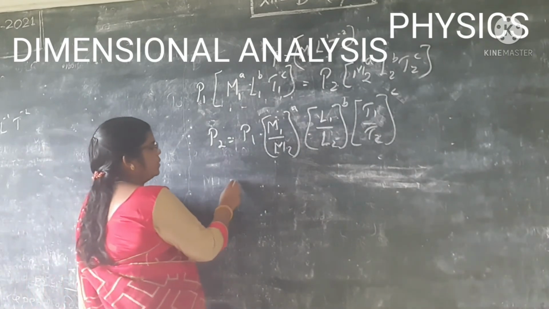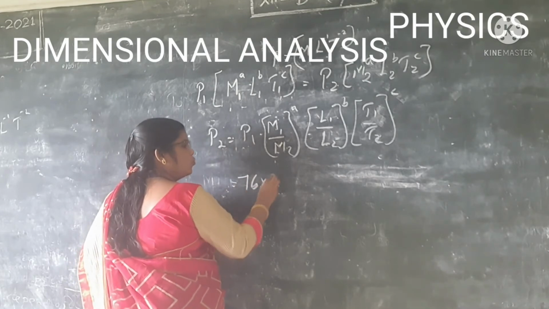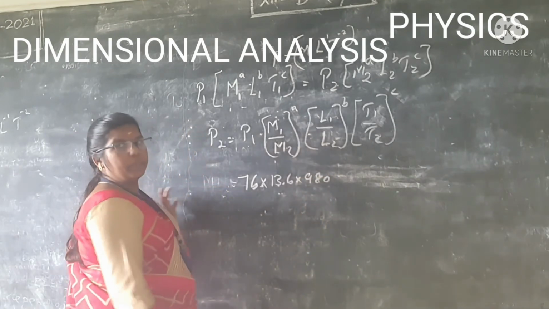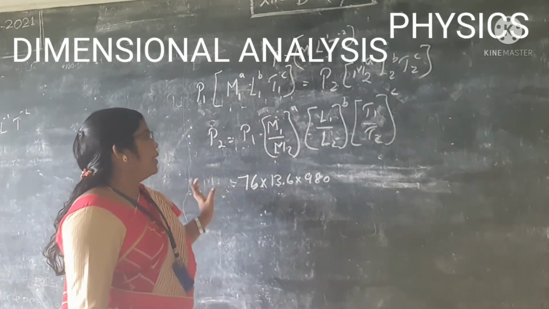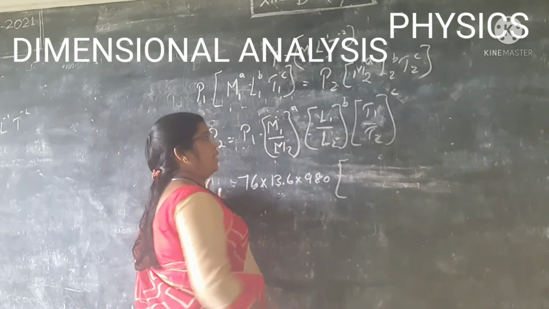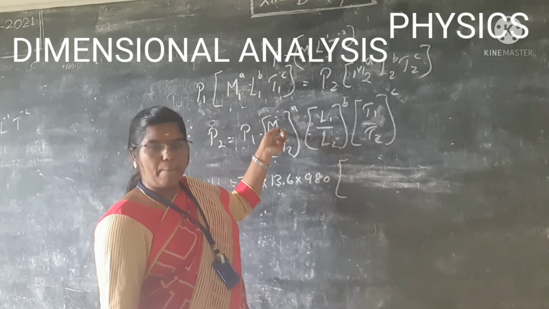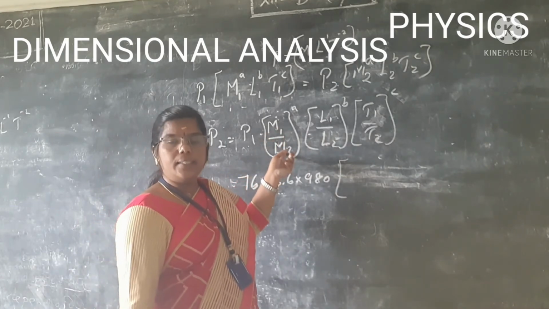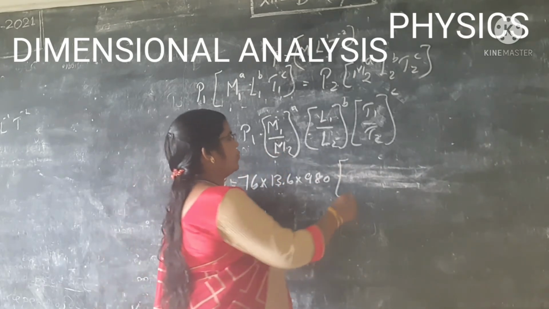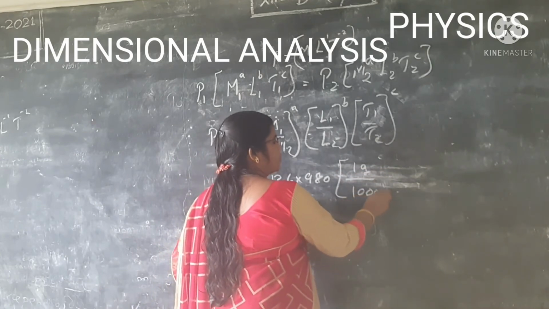Okay, and this is 76 centimeter of mercury means 76 into 13.6 into 980 dyne per centimeter square in CGS system. So we have to write that into M1. Mass in CGS system is gram, and in MKS system or SI system it is kilogram. So we can write 1 gram by 1 kilogram is 1 by 1000.